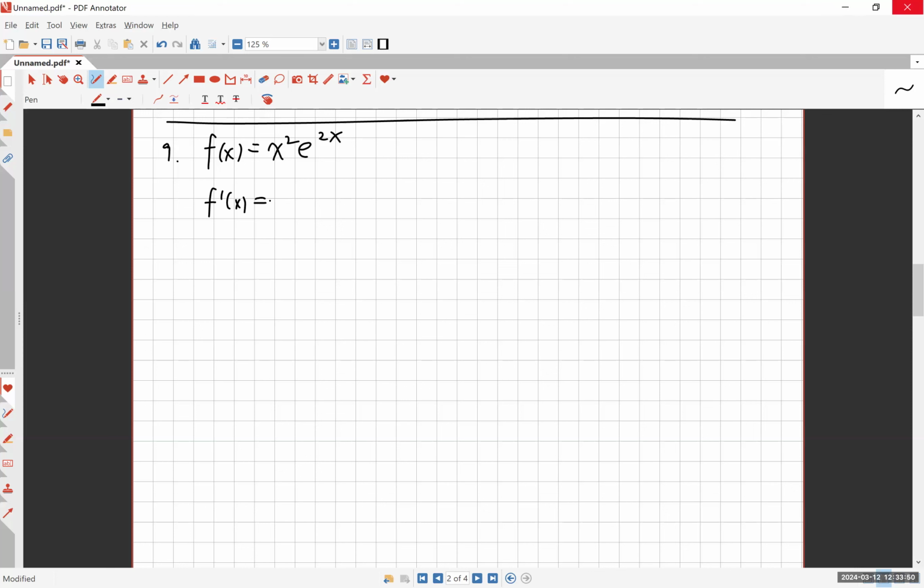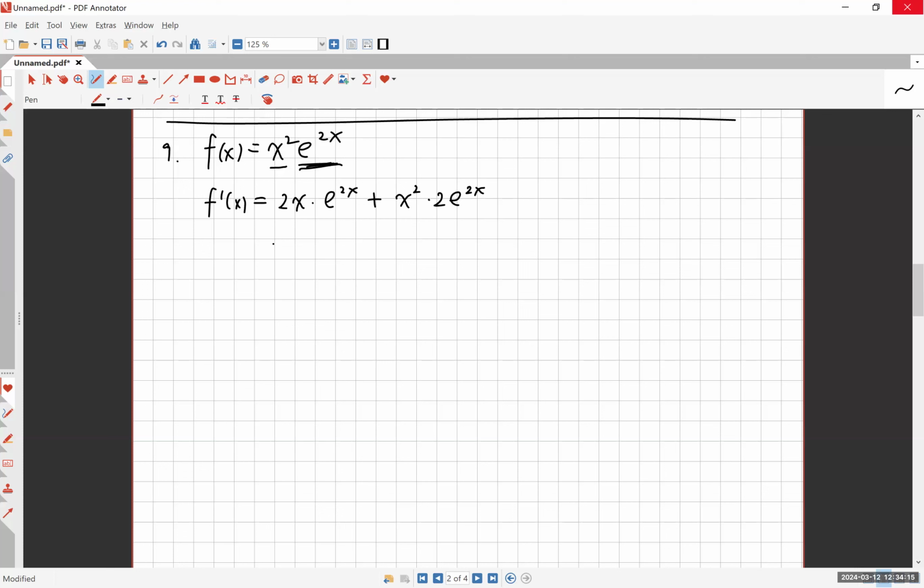And so the product rule says the derivative of the first times the second plus first times the derivative of the second. So according to that, it's 2x times e to the 2x. That's the derivative of the first times the second, plus first times the derivative of the second. This is where the chain rule has to be implemented. It's e to the 2x times the derivative of 2x, which is 2.